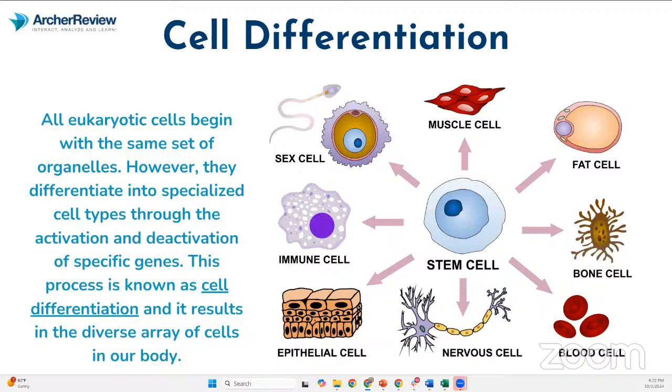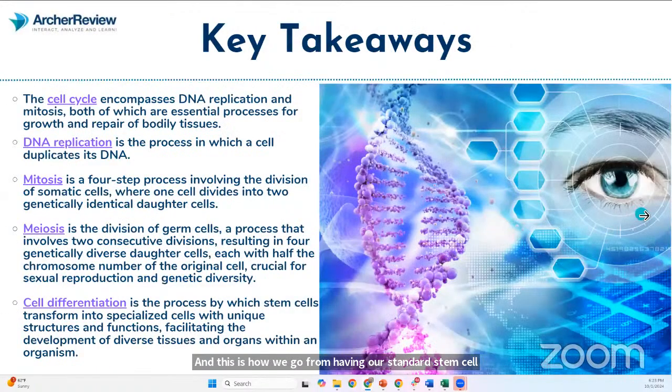So they get to a specialized place through a process known as cell differentiation. And what this really is, is activation of genes and deactivation of other genes at certain times to direct their future. And this is how we go from having our standard stem cell that has all of those different organelles to unique cells such as nervous cells or blood cells.